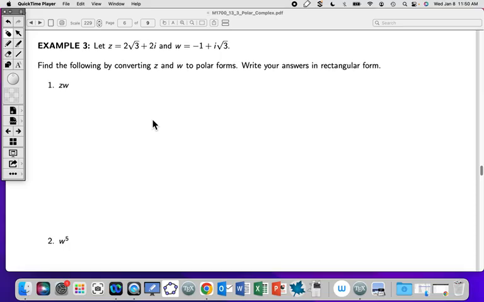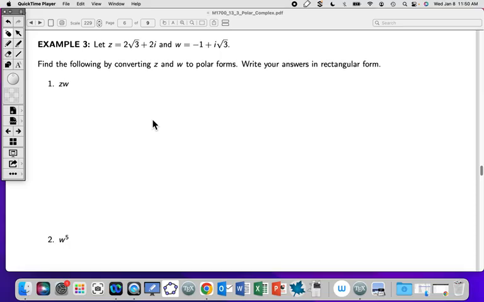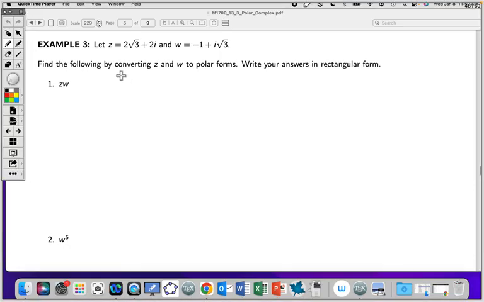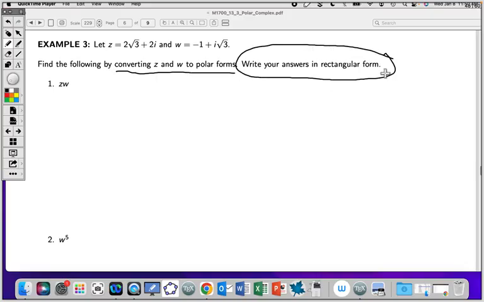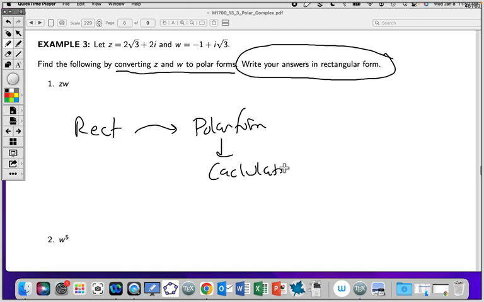All right, let's take a look at example 3. We're given a couple of complex numbers. Find the following by converting z and w to polar forms. Write your final answer in rectangular form. So what we're going to do is go from rectangular form into polar form, and we'll do the calculations here, and then we'll go back to rectangular form. All right. So changing form has its advantages. So first thing we got to do is get polar form of them.